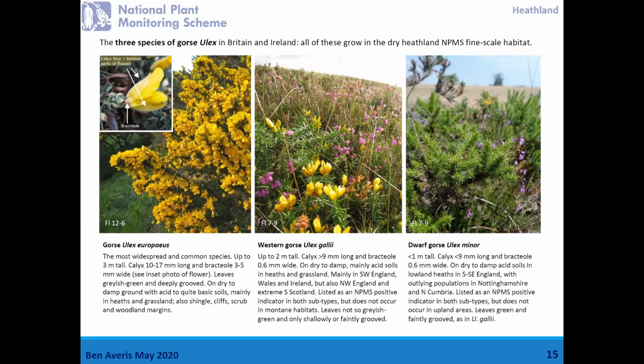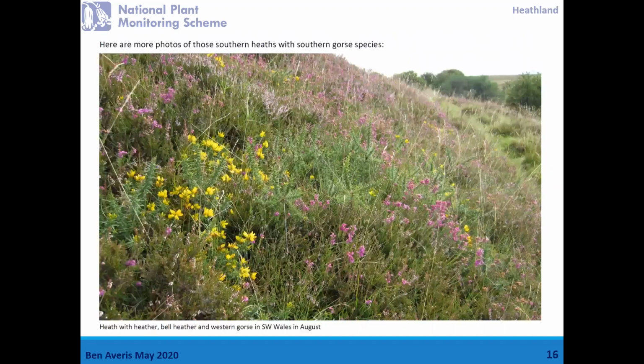So on the next page, we've got some pictures of examples of these southern heaths that include these smaller species of gorse. They're lovely things to have in heaths because when they're in flower, which is late summer to early autumn, as opposed to the ordinary gorse, which is also starting to flower now, it's been in flower for a while, it flowers over a much wider time of year. These other ones flower in late summer, and that flowering overlaps with the flowering of the heather and the bell heather, so you get this beautiful mix of colours. It's a particular characteristic feature of these southern heaths.